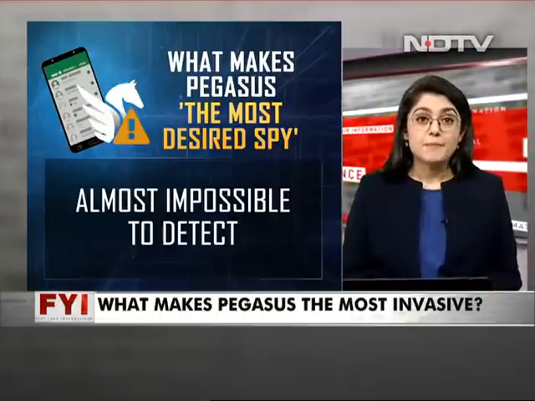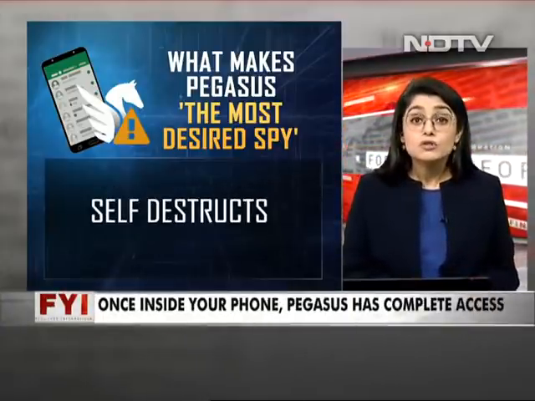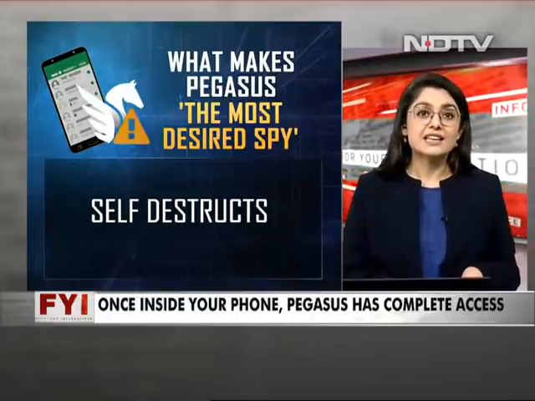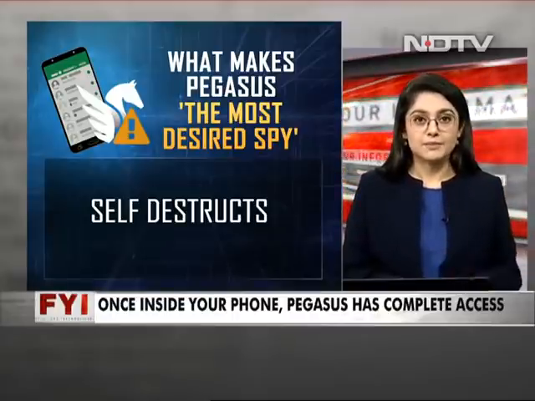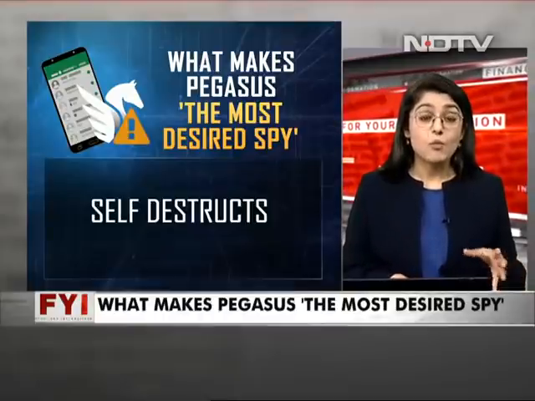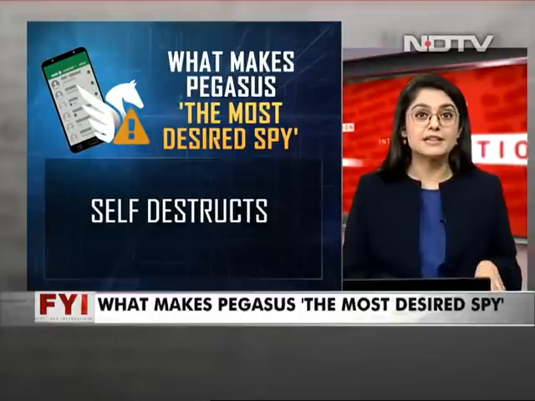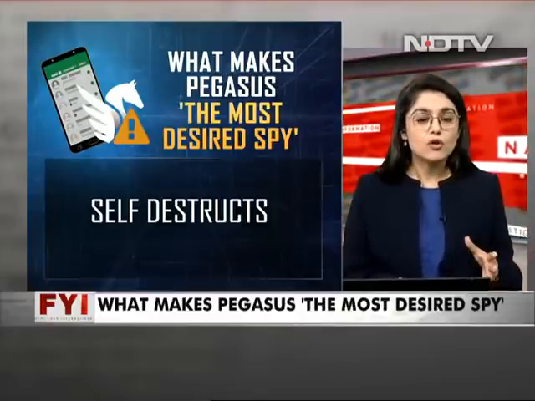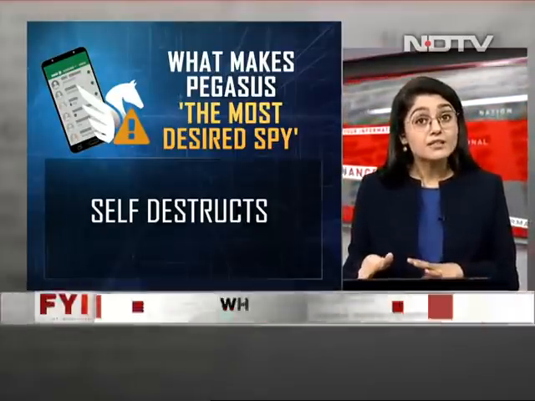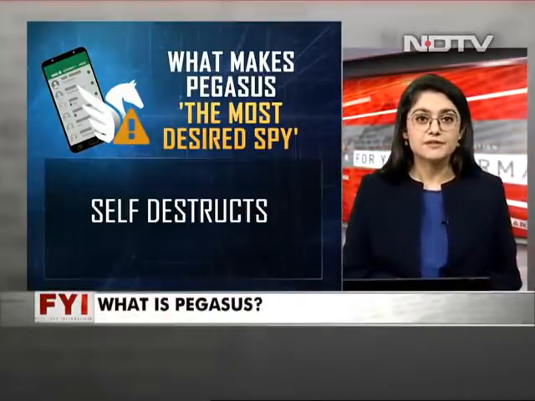Number 3, Pegasus is not just impossible to detect, but it also self-destructs altogether. It will destruct itself if it can't communicate with the hacker's control center for over 60 days, or if it detects that it's been installed on the wrong device or the wrong SIM card, it can simply deconstruct itself.